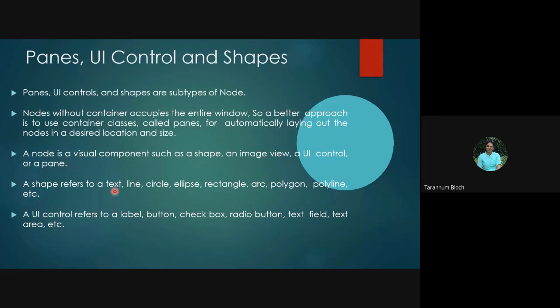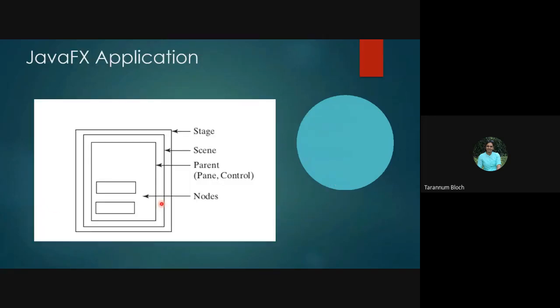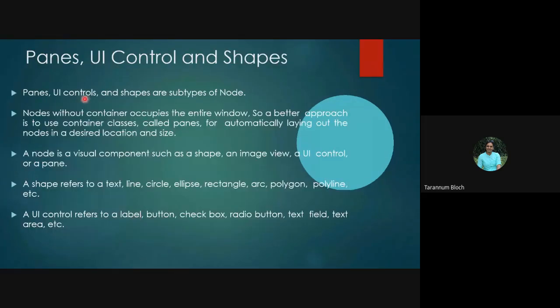So when I say panes and other UI controls and shapes which are available in Java FX, basically all these are nodes. We call the inner part a node, right? It's the very basic or smallest element of your GUI. So if you apply nodes without a container, then a node will occupy the entire window, and that's why we do not go for direct placement of a node over the window, right?